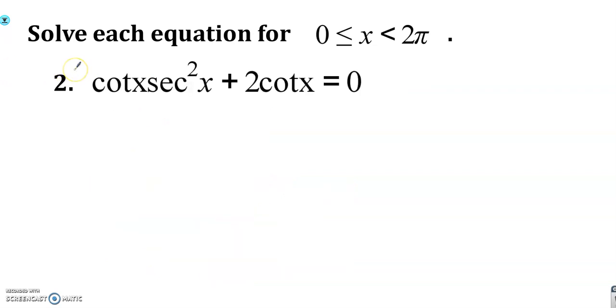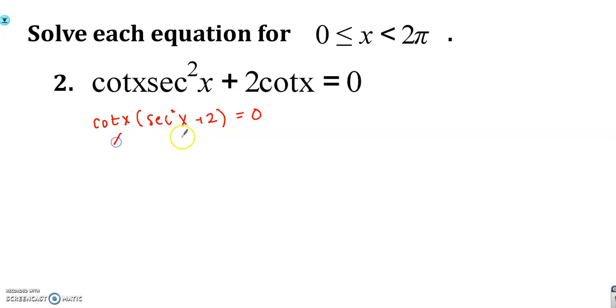Okay. So solve each equation between 0 and 2 pi again. Okay, so I've got cotangent of x times secant squared of x plus 2 cotangent of x equals 0. So I've got two different trig functions. That means I'm going to have to factor. I have a cotangent and a secant. Okay. It's already equal to 0. So all I need to do is take out the cotangent, and then I'm going to have secant squared of x plus 2.